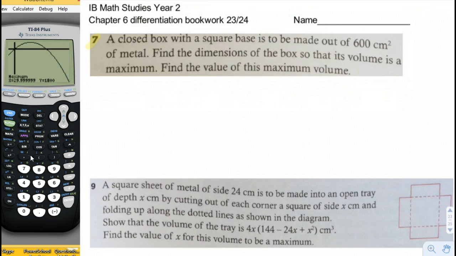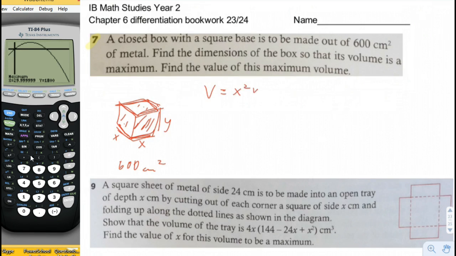Okay, so you have a box with a square base. And the total area, if you count up all 6 sides, is going to be 600 centimeters squared. And we know that the bottom or the top is a square. So let's say if we were going to write the dimensions of this box, the two sides are going to be x and the height is y. So what is the volume of the box? It would be equal to x squared times y.